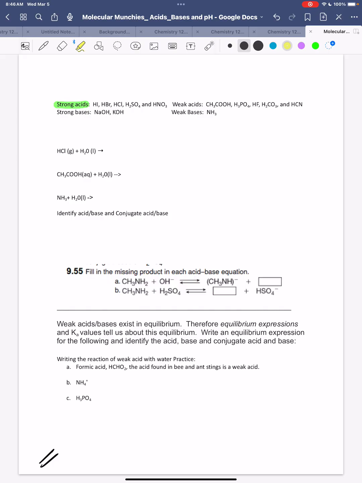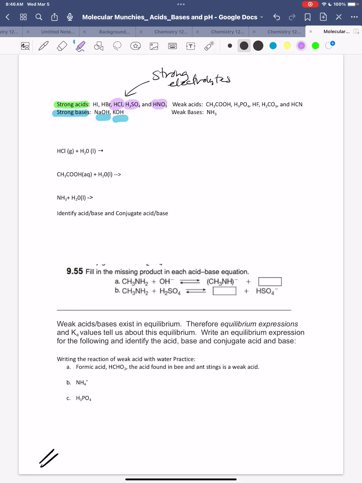So strong acids are our favorite one. Again, there's hydrochloric acid, sulfuric acid, nitric acid. And these just have the property of being good ionizers, right? So these are strong electrolytes. They ionize really well. The bases down here, sodium hydroxide and potassium hydroxide, also strong electrolytes. That's what makes them a strong base.